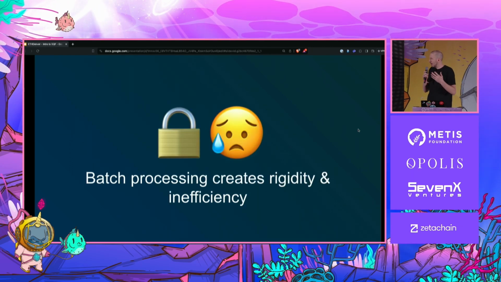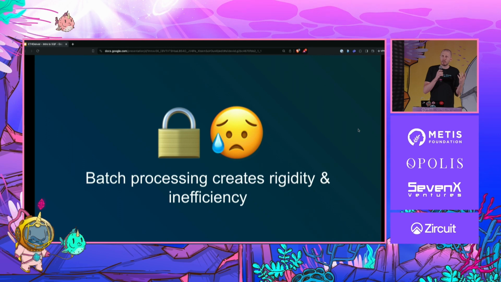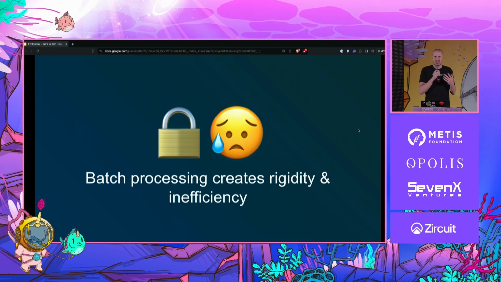And so this batch processing and this setup just creates a lot of rigidity, and we start to lose some of that theoretical efficiency that quadratic funding offers and what gets people so excited about it. But it doesn't have to be this way.